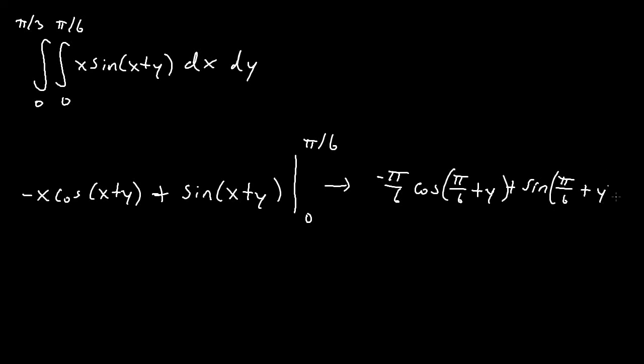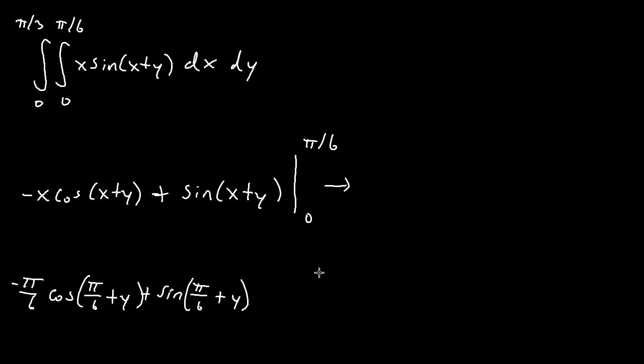Go ahead and put those in parentheses. I'll actually move this down a little bit. Minus when I plug in 0 for x. So then we'll get negative 0 times cosine, well that should be 0. And then we have positive sine of 0 plus y, which is sine of y.